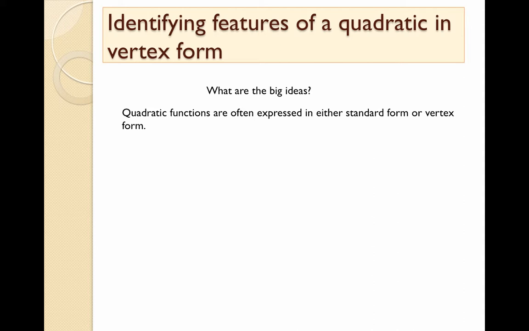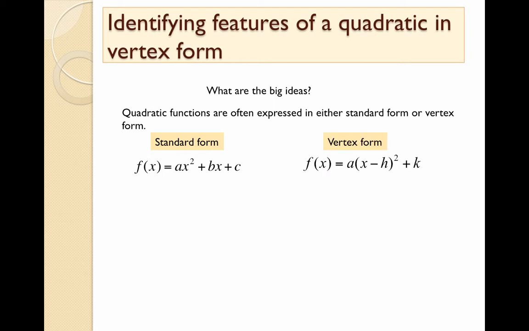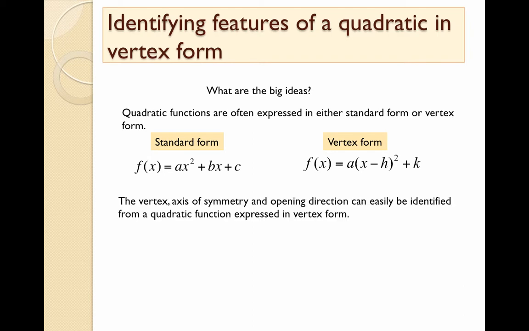Remember that quadratic functions are often expressed in either standard form or vertex form. So standard form, f of x is equal to ax squared plus bx plus c. Compare that to vertex form. F of x is equal to a times the quantity x minus h squared plus k. From the vertex form, we can easily identify the vertex, the axis of symmetry, and the opening direction. And let's see how we do that.